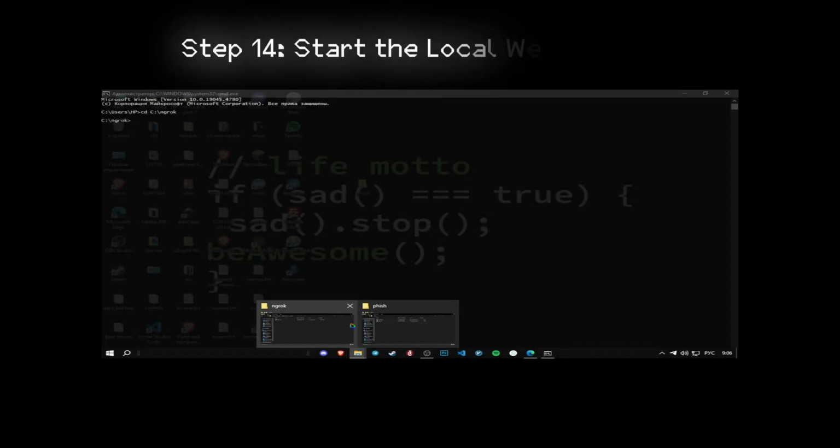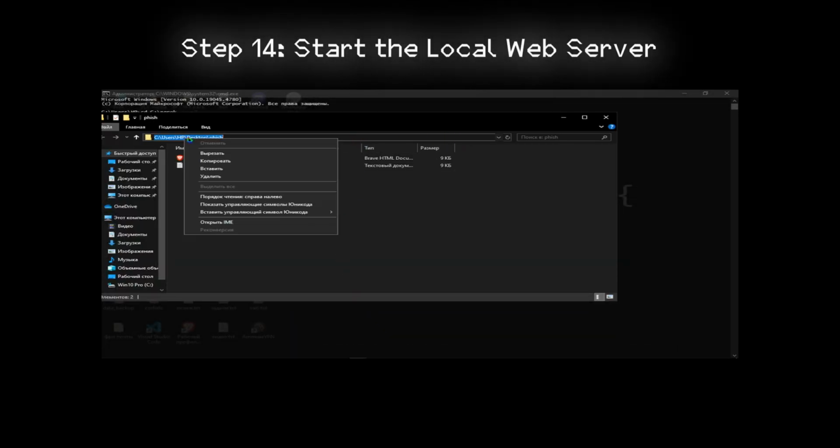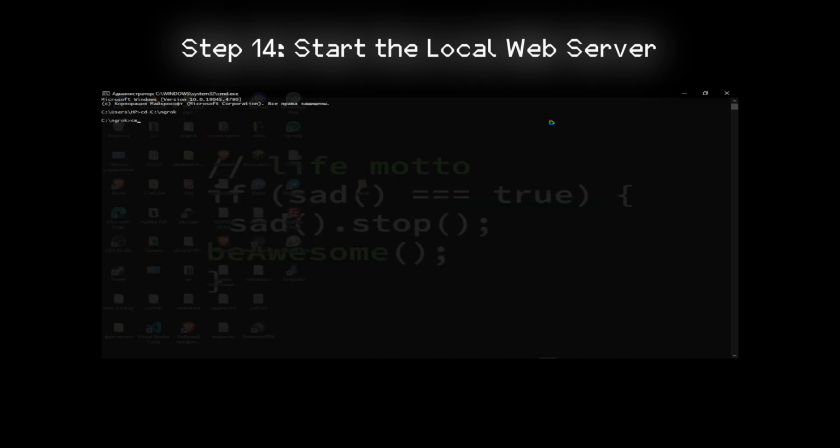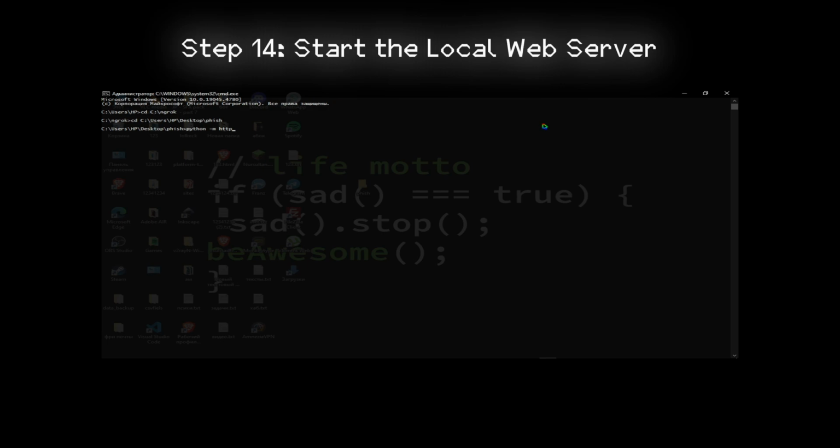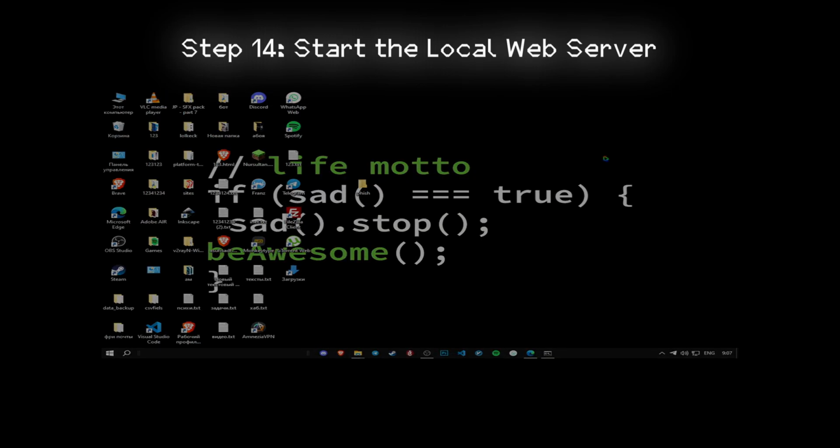Step 14. Start the local web server. Before using Ngrok, you need to host the index.html file on a local web server. Use Python to start a simple HTTP server by typing cd path to folder with index.html. Then run the server: python -m http.server 80. This command will serve your index.html file on port 80.